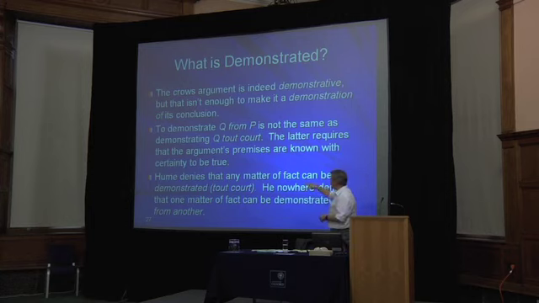Now, when Hume denies that any matter of fact can be demonstrated, he's meaning it in that stronger sense. He nowhere denies that one matter of fact can be demonstrated from another. Admittedly, he never says outright, oh yes, one matter of fact can be demonstrated from another, unfortunately. Hume was not particularly pernickety about specifying all the details of his theory.